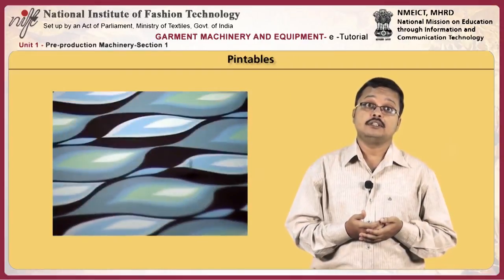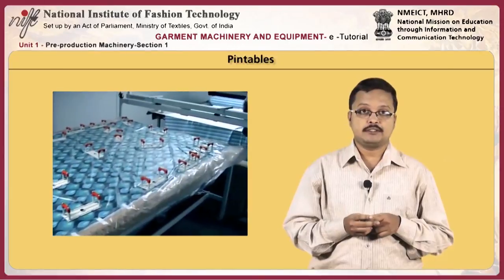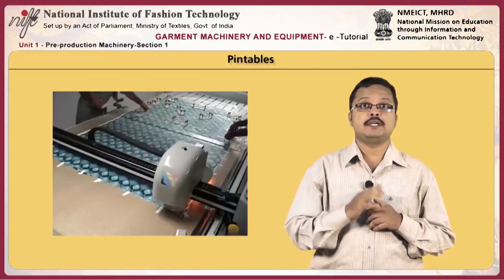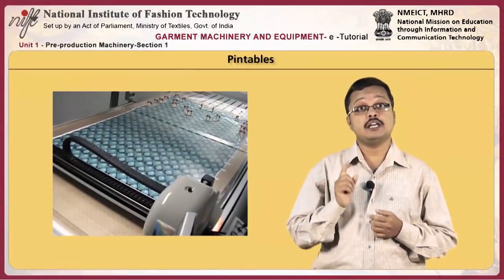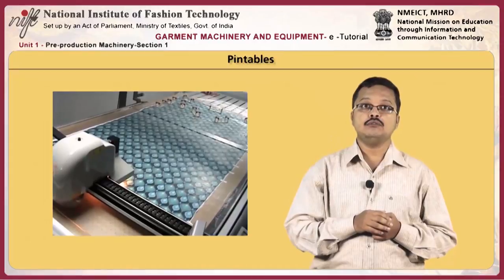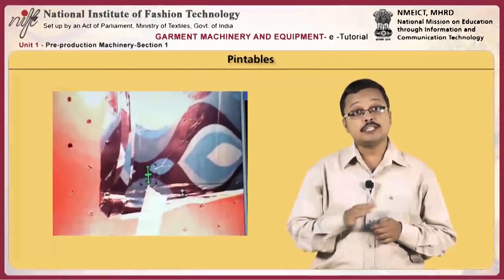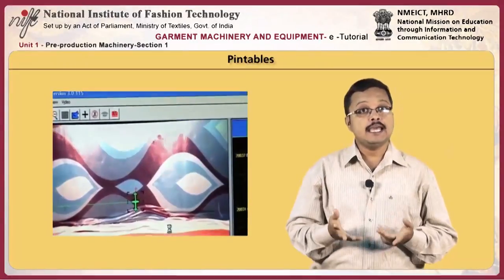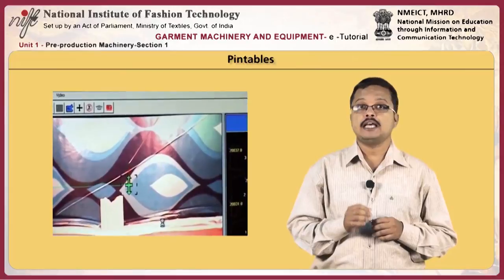Pin tables. A special type of table used for spreading checked and striped fabrics is called a pin table. Pin tables consist of pins beneath the spreading table. The spreading operator can raise the pins at the points where they are required. While laying the fabric, the spreading operator pins the fabric down on a particular stripe or check pattern. This allows the fabric to be spread without giving any extra allowance for block cutting. The lay can be ready cut as per the patterns if the marker is done as per check matching.